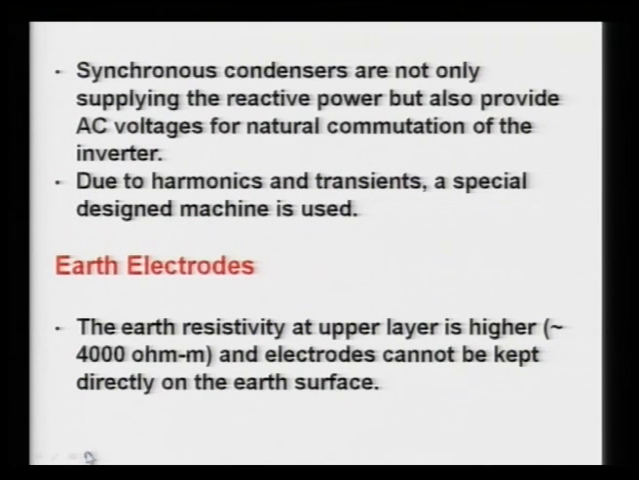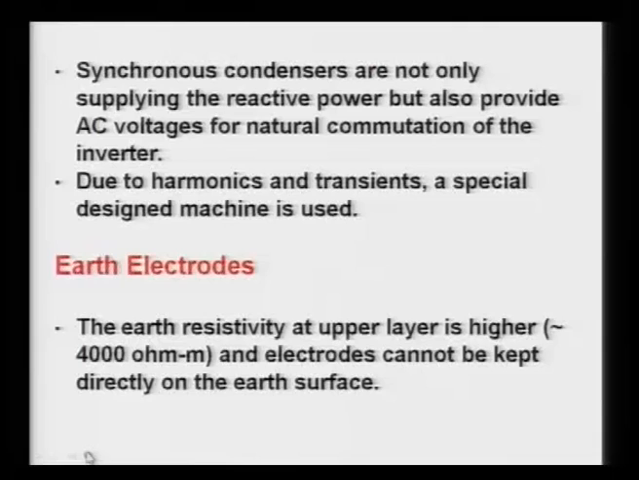Basically, it is not only providing reactive power support, but it also provides the sinusoidal voltage that is used for your converter circuit, basically for providing the natural commutation of the inverters. Now, due to the harmonics and transients, special design of the machines is needed. Even the synchronous condensers and the capacitors we are using should withstand the many transients and harmonics that may enter the system other than what they are designed for.